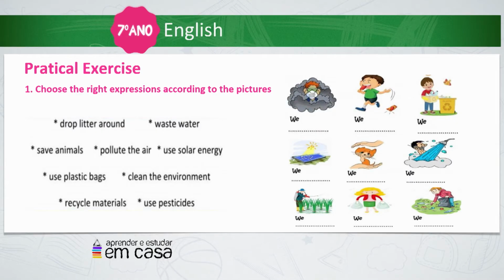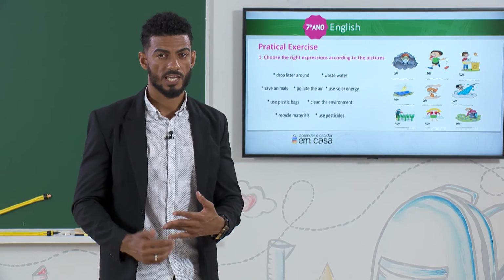that we have for today. The first one is to choose the right expressions according to the pictures. Here you have to choose the expression and match it to the right pictures. The first one we have here: drop litter around, waste water, save animals, pollute the air, using solar energy, using plastic bags, clean the environment, recycle materials, and then using pesticides. So here, take your time, do your exercise, and then I'll be right back.